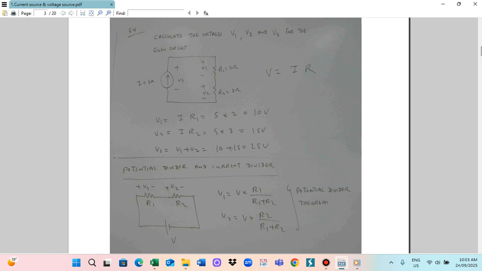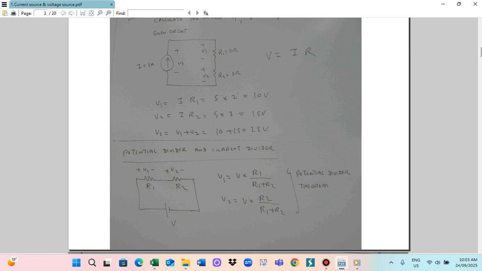Vs is the combination of V1 and V2. So Vs you can calculate as V1 plus V2. V1 is 10 volt plus V2 15, so you get 25 volt. So this is how we can calculate V1, V2 and Vs for the given circuit.